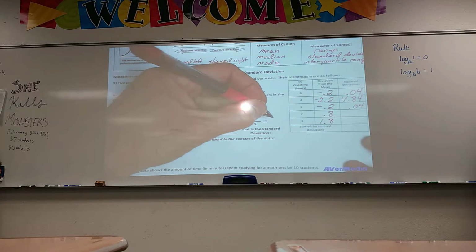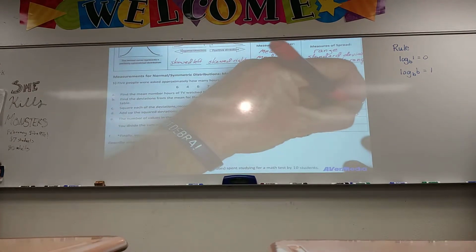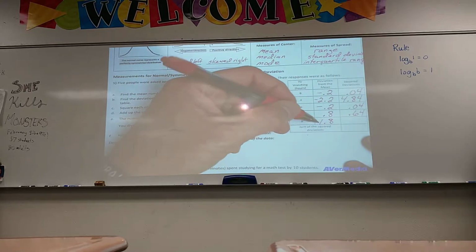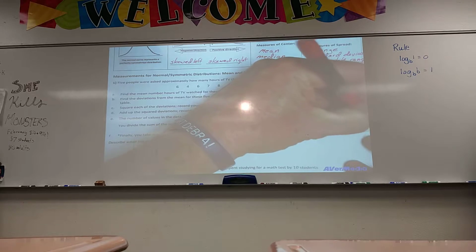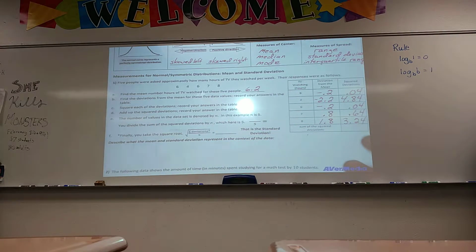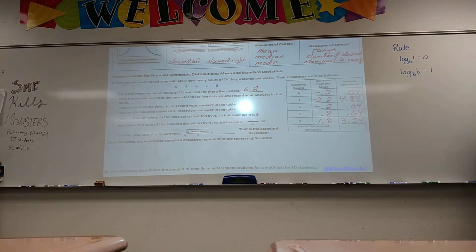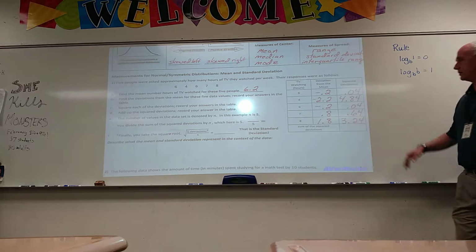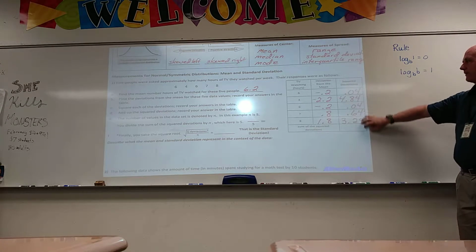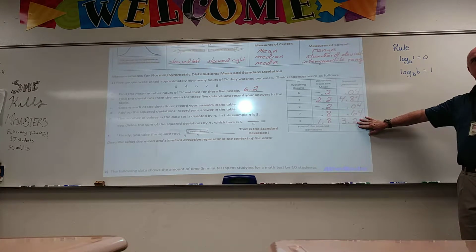0.8 squared? 0.64. And 1.8 squared? 3.24. That's part C, square each of the deviations. Now, what we're going to do next is in parts D and E, we are going to basically find the average of the squared deviations.